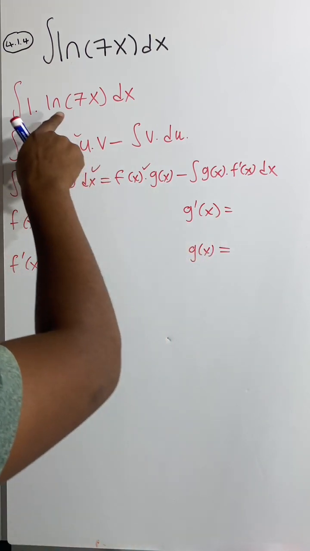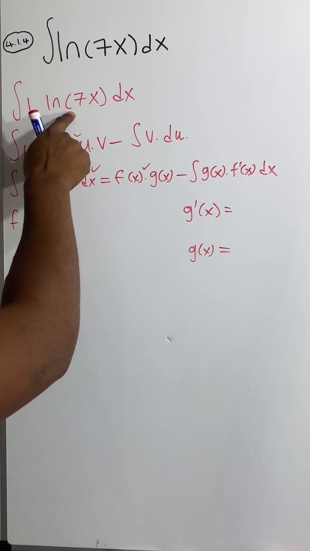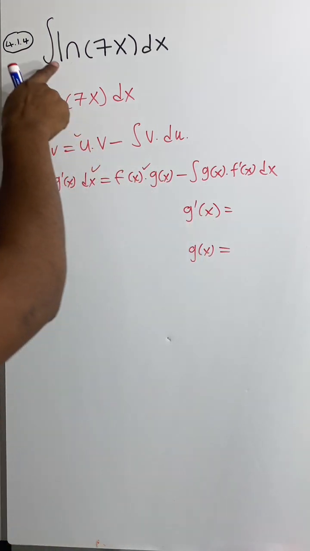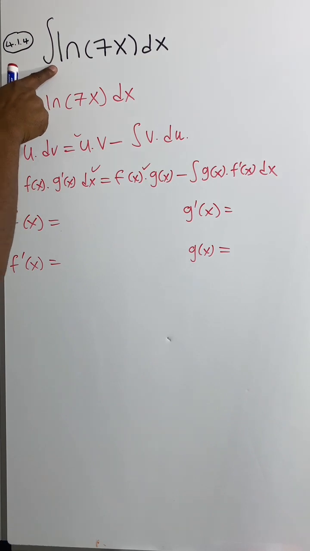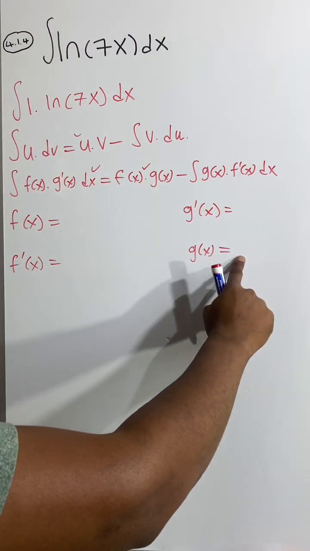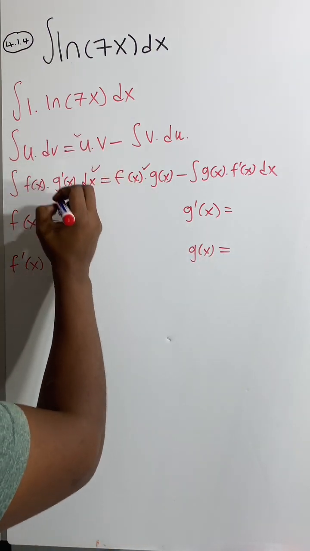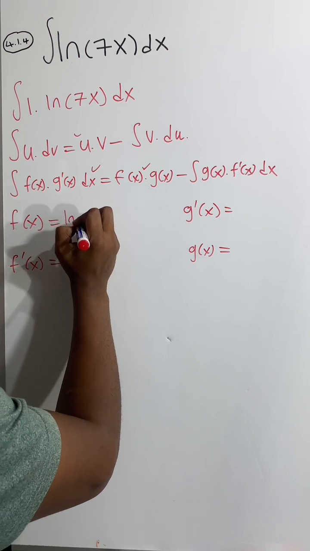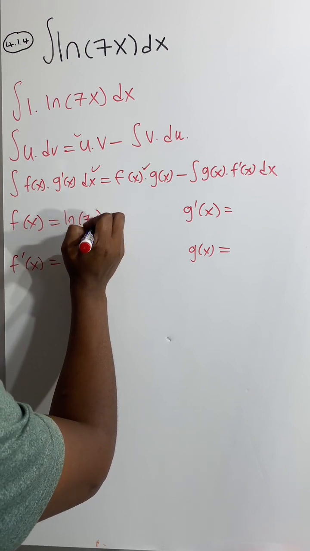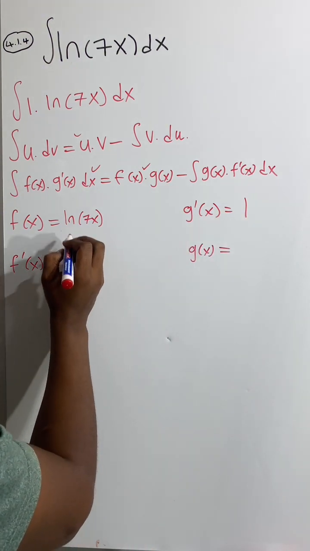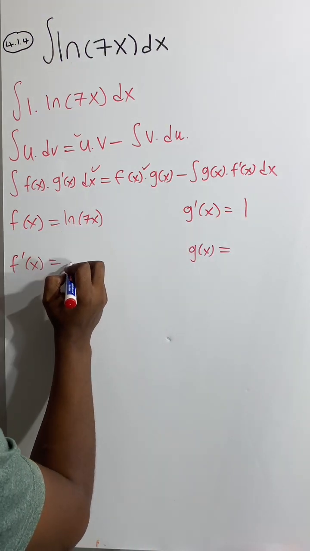So we cannot set ln 7x as g prime of x because we have to integrate it. So we are already looking for the integral, so we can't set g prime of x as ln x because we have to integrate it. So we can only set ln of 7x as f of x, and also set g prime of x as 1. We have to differentiate ln of 7x.